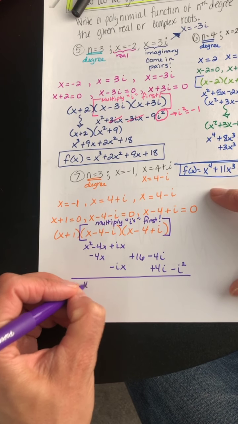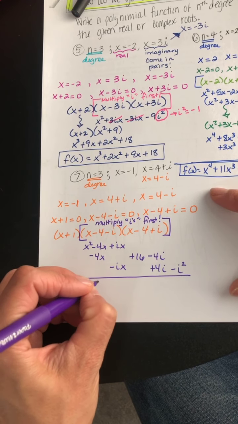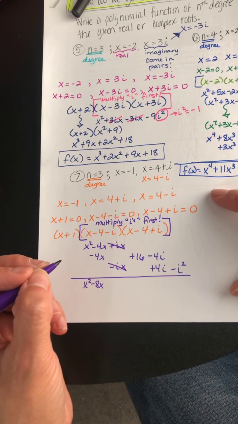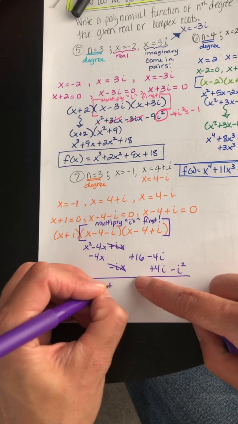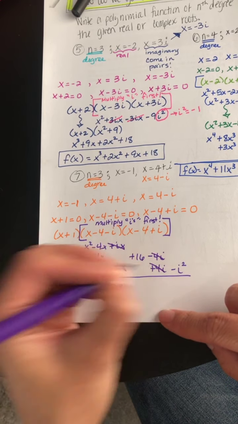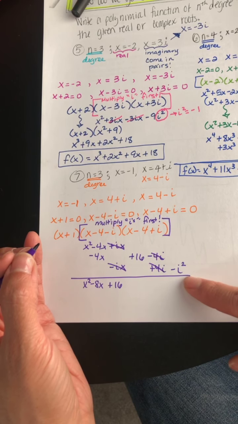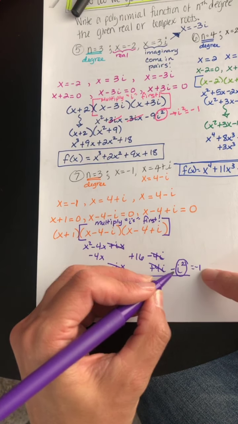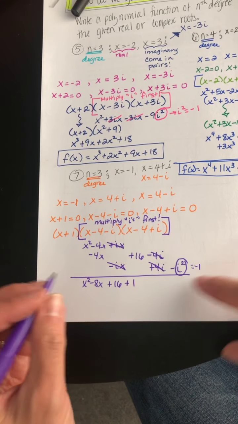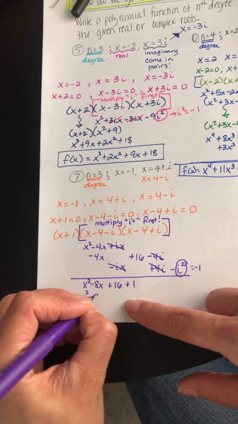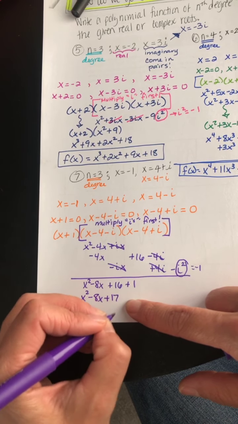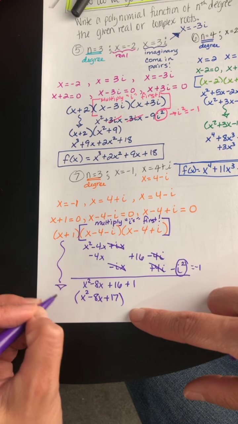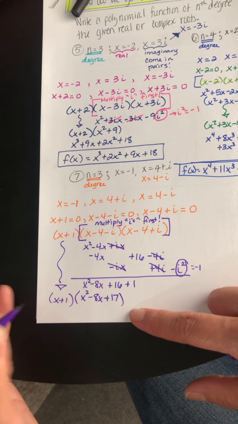So x squared is the highest degree. Negative 4x minus 4x is negative 8x. Ix and negative ix, these cancel. And then I have a plus 16. Negative 4i and positive 4i cancel. And i squared, we know, equals negative 1. But a negative times a negative is positive, so that's a plus 1. So this is really x squared minus 8x plus 17. Okay, so there's that. Now we can bring down that last factor of x plus 1 and multiply it in.